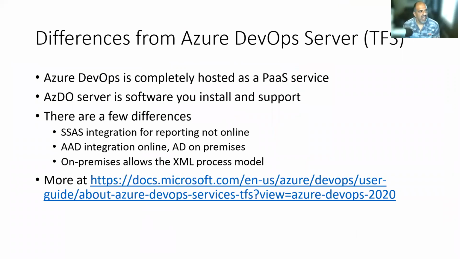All right, that's kind of a good overview of the online platform. The differences from the DevOps server, which is on-premises TFS, is you have to install it and support it. You pay for it differently. There are a few differences here that I've listed. Most of these are legacy-ish type things for those of you using TFS that might have done certain things. Maybe the big one is that I can use AAD online and only AD on premises.